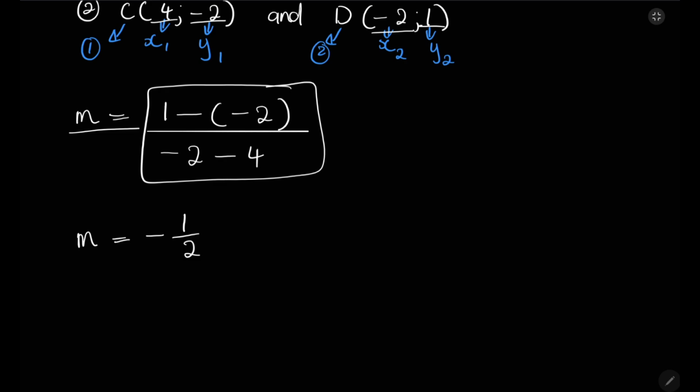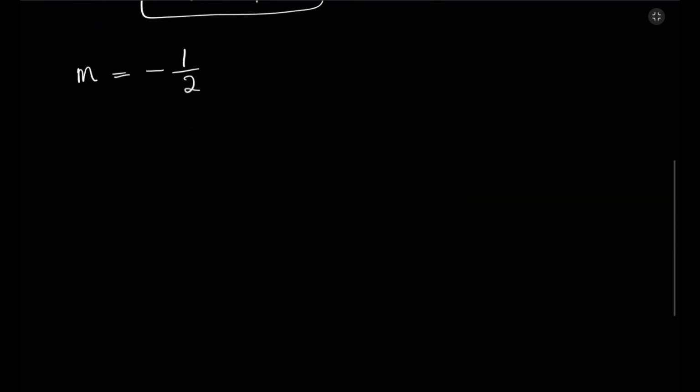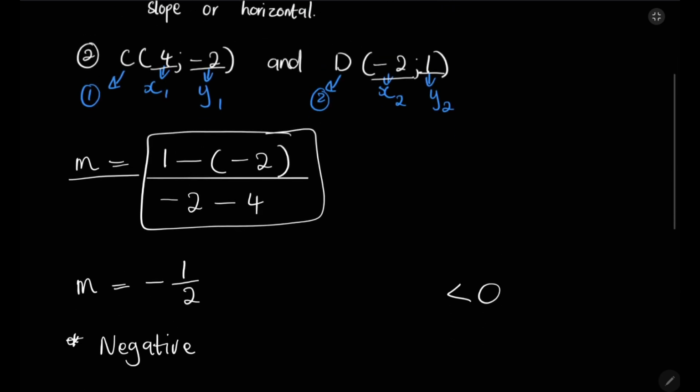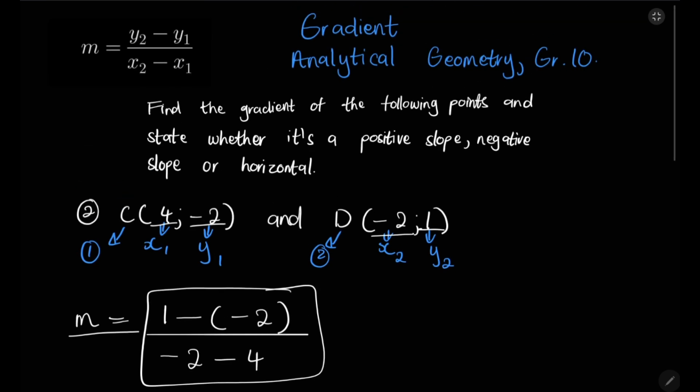It's -1/2, meaning it's negative. So is it a positive slope, negative slope, or horizontal? Our answer is negative, meaning it's smaller than 0. It slopes downwards, let's say from here to there. It slopes downwards, so this is a negative slope because our value is negative. So we represent this by using smaller than 0.